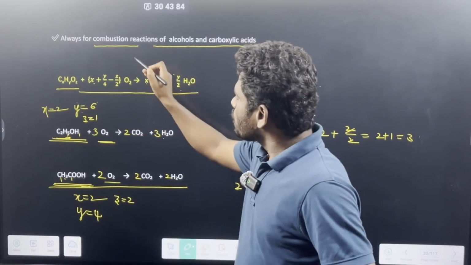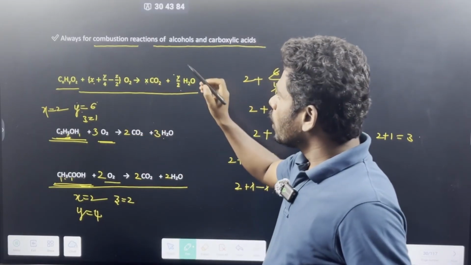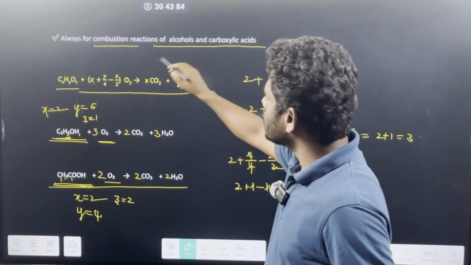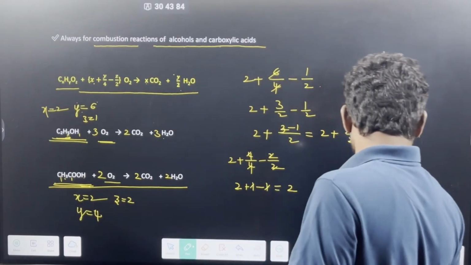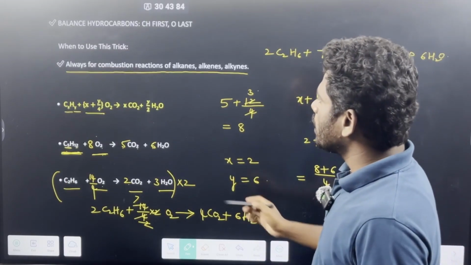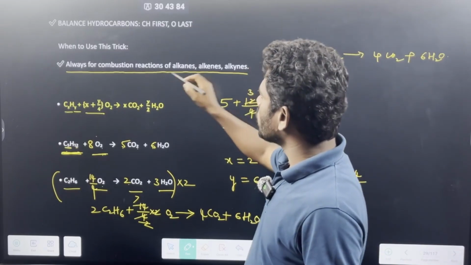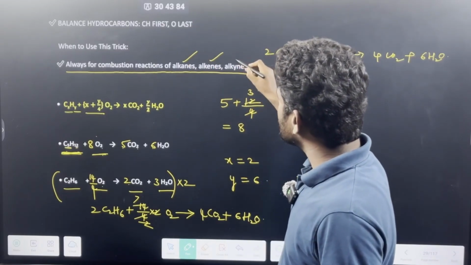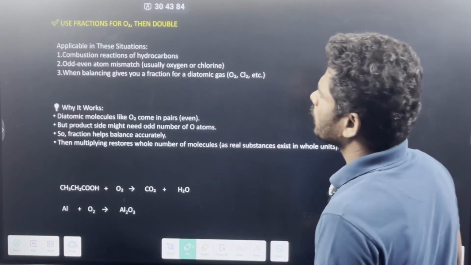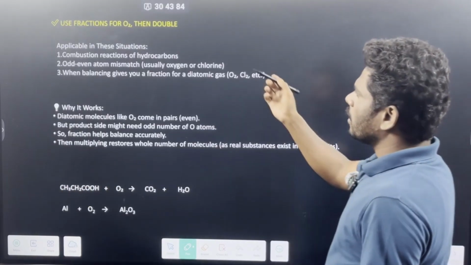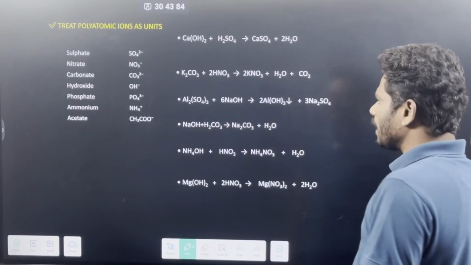Especially these formulas are applicable to combustion reactions. This is a formula applicable to the combustion of alcohols and carboxylic acids, and the earlier one is a formula which is applicable to the combustion of alkanes, alkenes and alkynes. This is another method, use fraction, which we have already done.